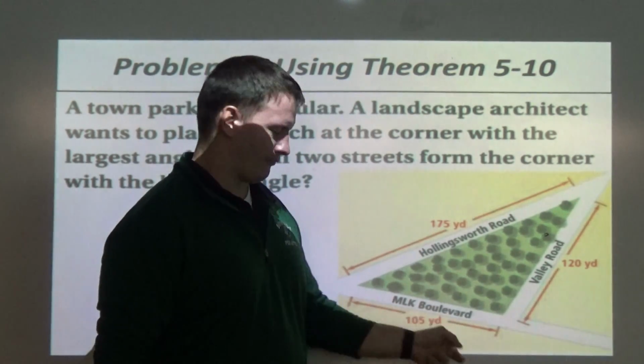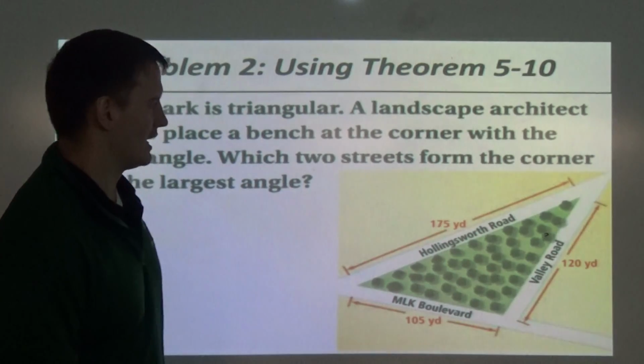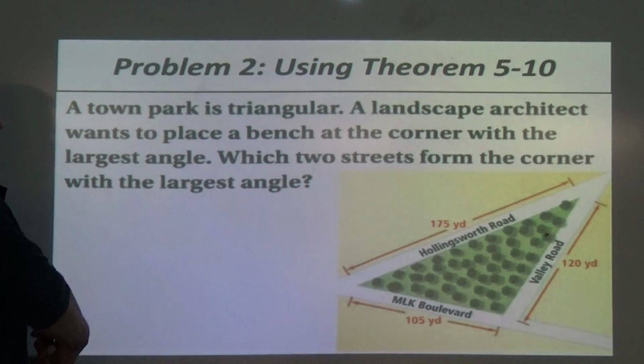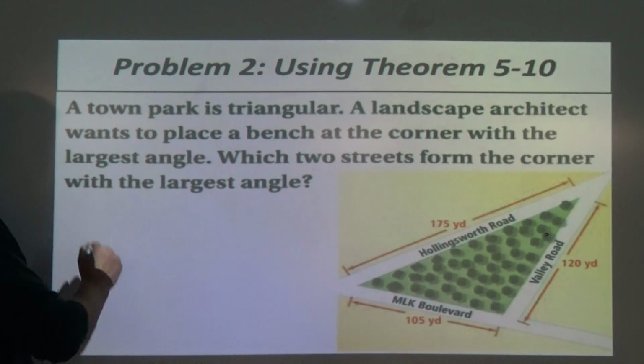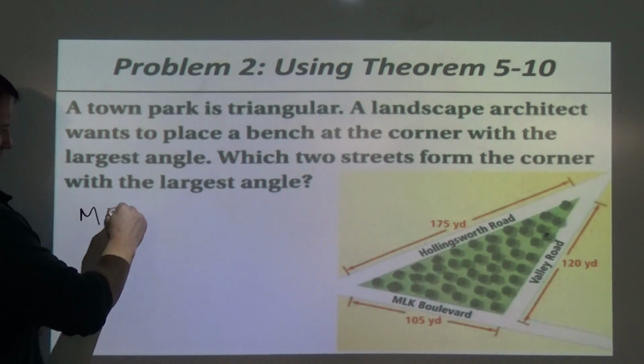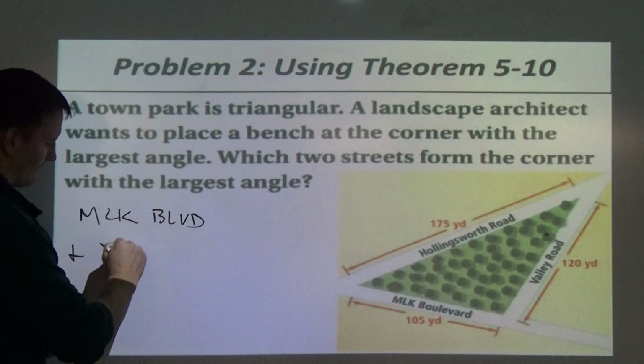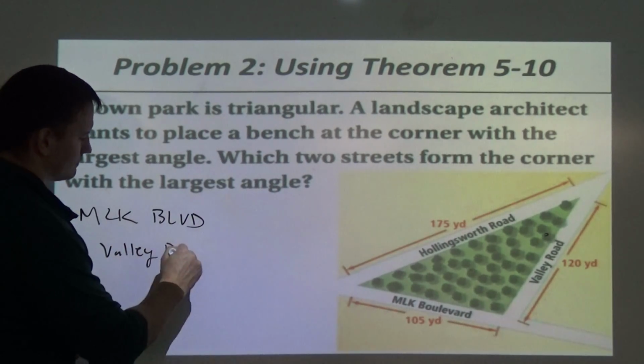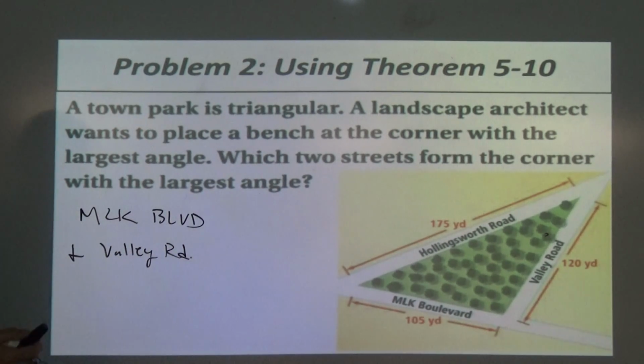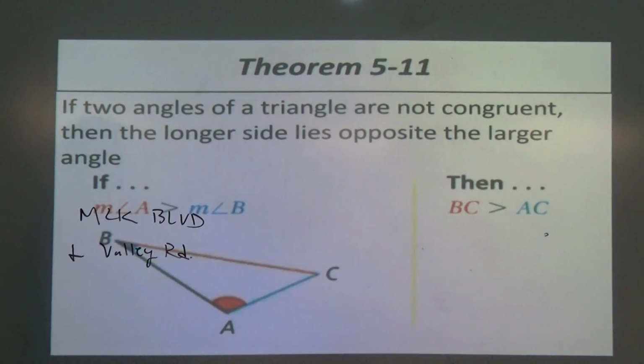This one right here that is formed by MLK and Valley Road. Which two streets? MLK Boulevard and Valley Road. And again, because this corner is opposite that longer side. I can't even tell if you guys can see the laser beam. Let me know.